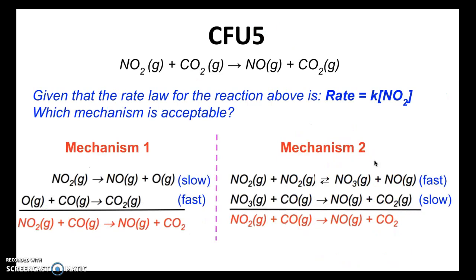All right, now let's go back to what we started off with, the reaction from the beginning, where we were trying to figure out which mechanism is acceptable. We were told that the rate law for the reaction above is rate equals K times concentration of NO2. We had already found previously the rate laws for mechanism 1 and mechanism 2, so if you need to, go back into your notes and find those. Based on the rate laws that you determined for mechanism 1 and mechanism 2, which mechanism is acceptable? Pause the video now, and when you press play again, the answer will be revealed.